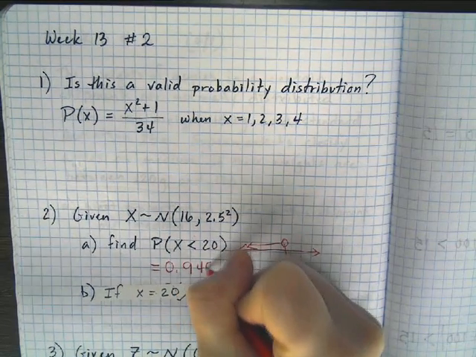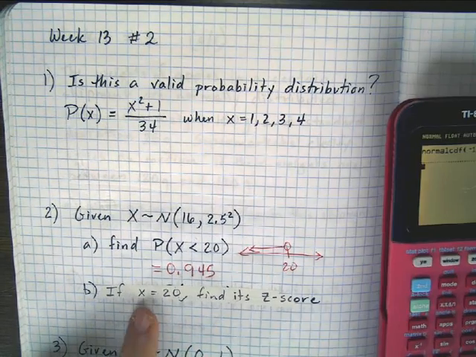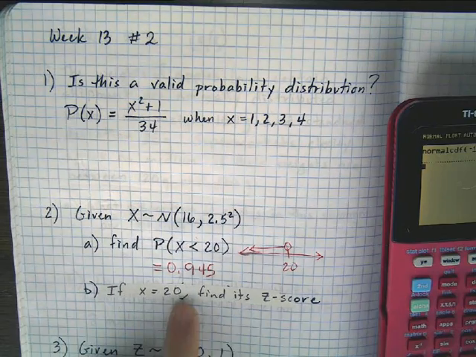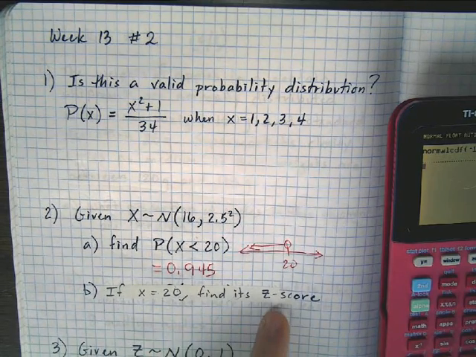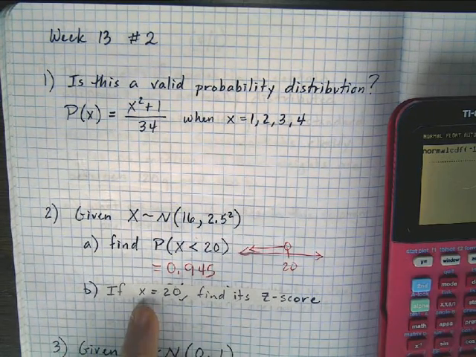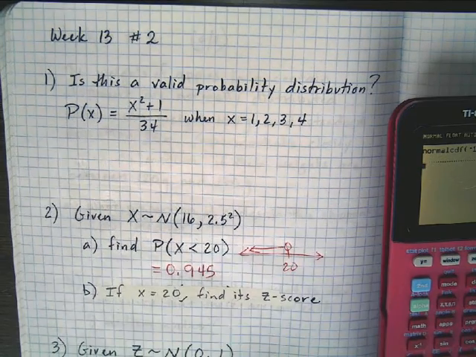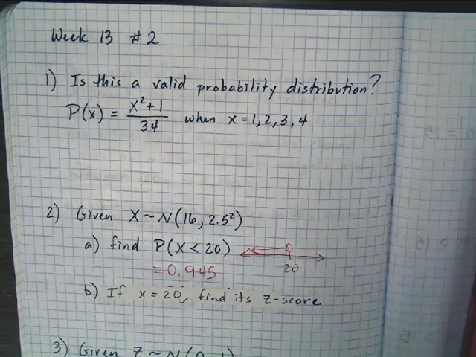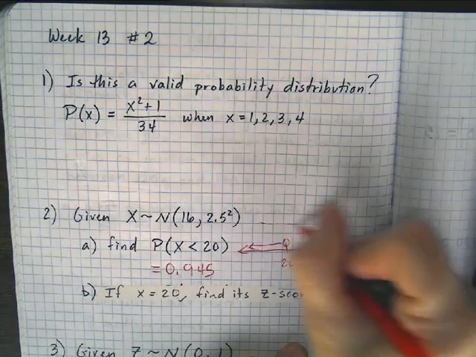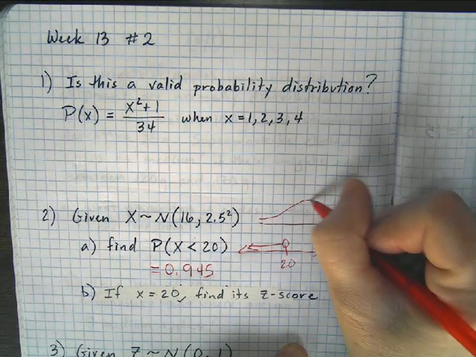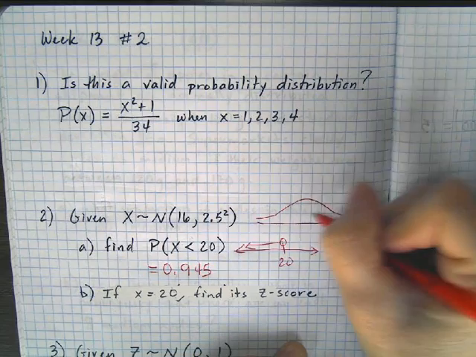All right, now, if the value is 20, find its z-score. So my value is 20. I want to know what's the z-score of this guy here. By the way, I could have sketched this also. I could have sketched my normal distribution, which is a nice thing to be able to do.